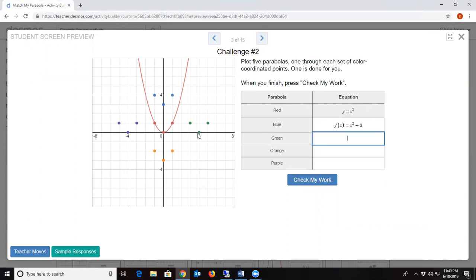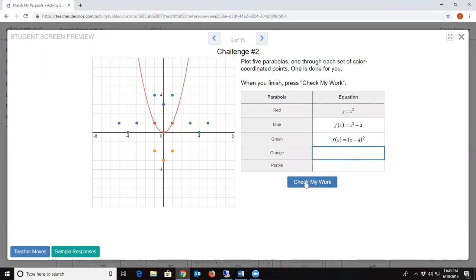The green graph is moved 4 to the right. So in this case, it's going to be an inside change, but it's counterintuitive, so moving right 4 actually subtracts 4 inside. Let's check my work here, and I'll leave you to think about the orange and the purple. Oh, it looks good.